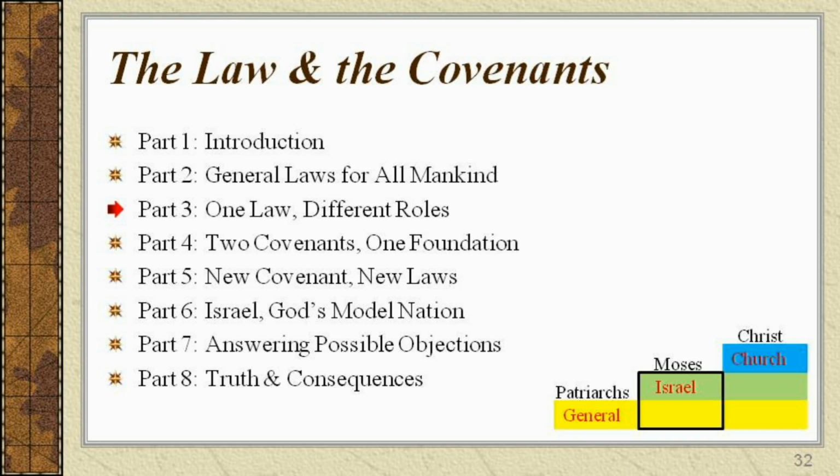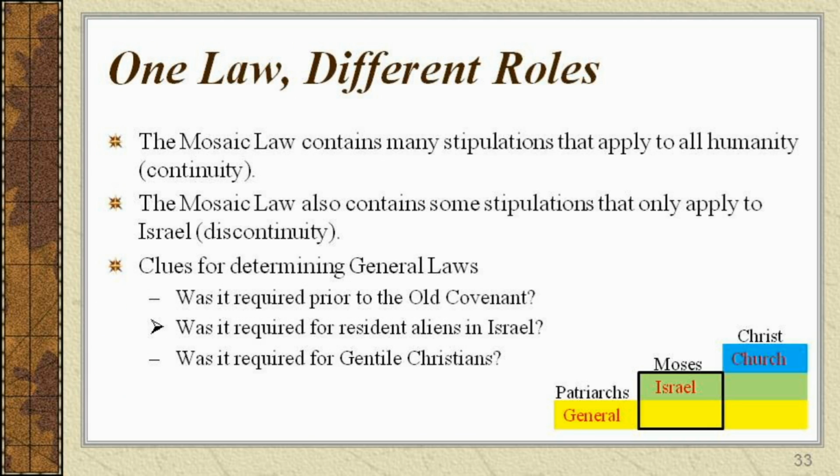In this lecture, we will examine the Law of Moses and learn about the different roles and responsibilities that people had living in the land of Israel under the Old Covenant. In particular, we are going to concentrate on 2 main points. First, the Mosaic Law contains many stipulations that apply to all humanity. This represents continuity between the Old and New Testament. Second, the Mosaic Law contains some stipulations that only apply to Israel. This represents discontinuity between Israelites and Gentiles.